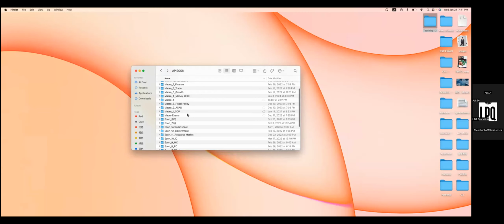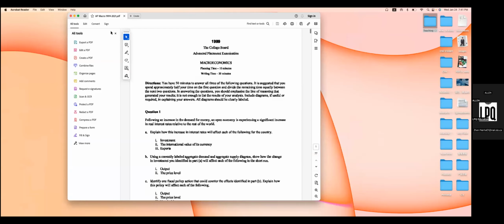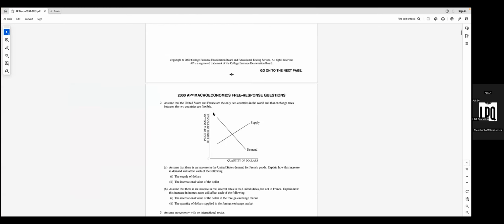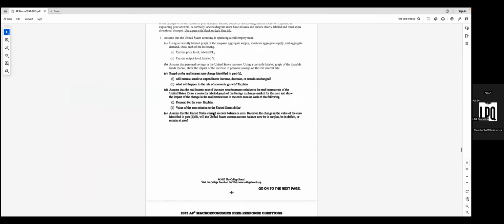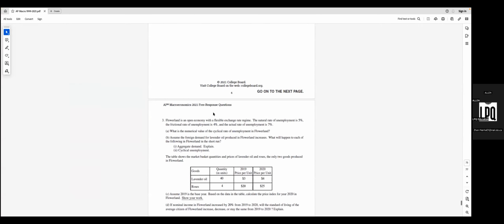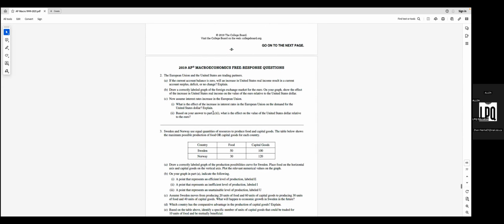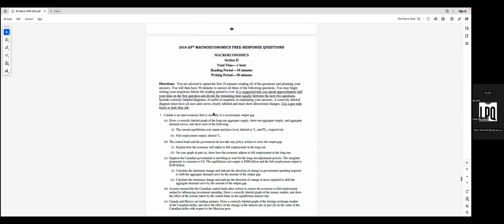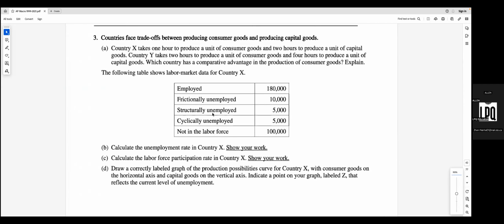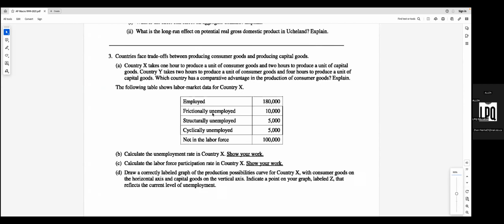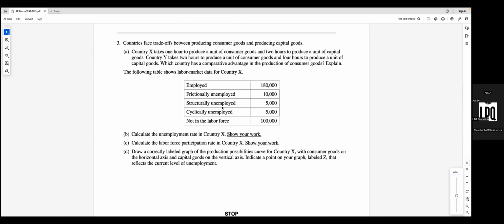Let's do one practical question. Let's go and find all your macroeconomics questions. Let's go to 2019 question 3. I remember there is a question asking you how to calculate the unemployment rate and the labor force participation rate. A little bit of calculation, just a little bit. Okay, so 5 minutes, but let's do the questions right.